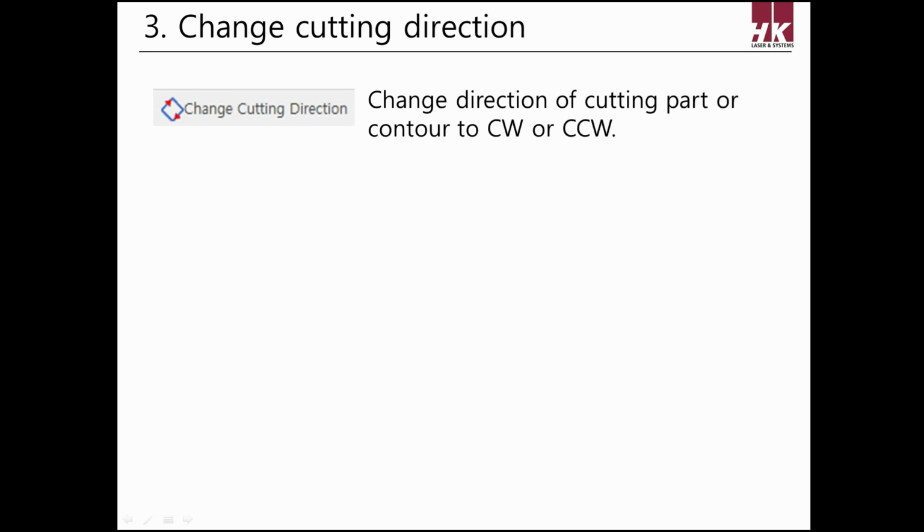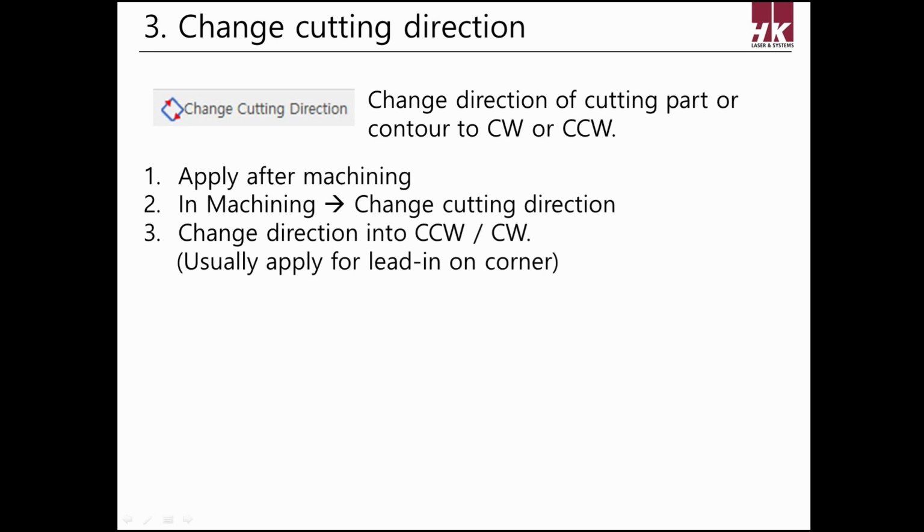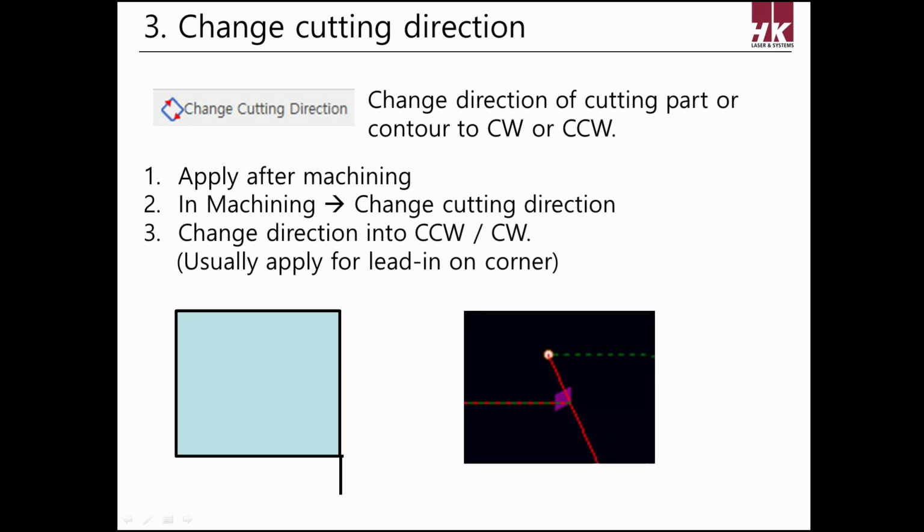Lastly, let's learn about how to change cutting direction. This function is used to change a contour's cutting direction, CW or CCW, which is normally used to change the starting point with lead-in in the edge of a part. Some workers try to change lead-in position to the edge, but for edge lead-in, cutting direction must be changed to change the starting point. I will show it in the program.